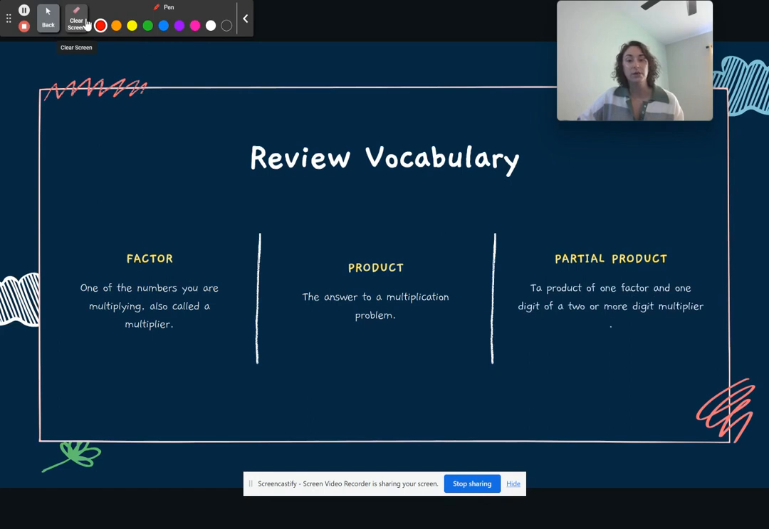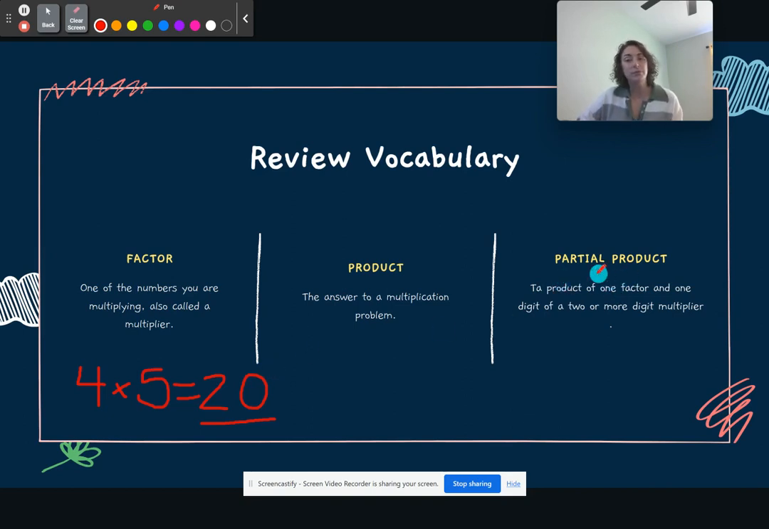So the first one is going to be factor. I've already said it a couple of times. That is one of the numbers you are multiplying, also called the multiplier. So if our problem would be 4 times 5 equals 20, 4 and 5 would be the factors or multipliers in that problem. The second word is product. That is simply the answer to a multiplication problem. So in this one, number 20, that would be our product.